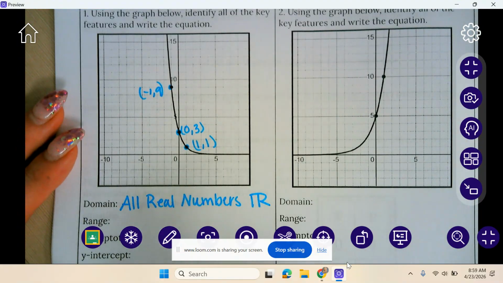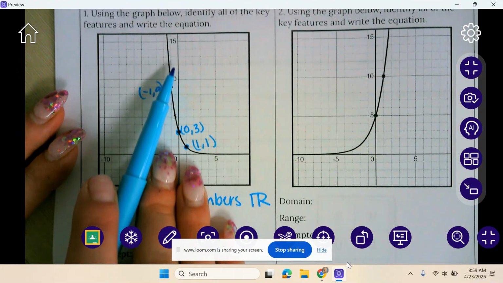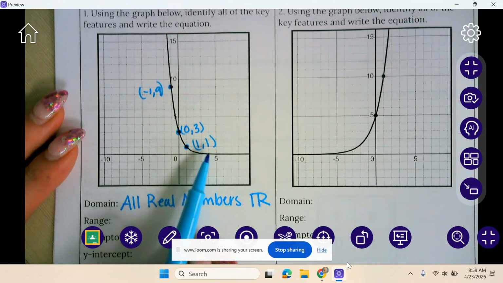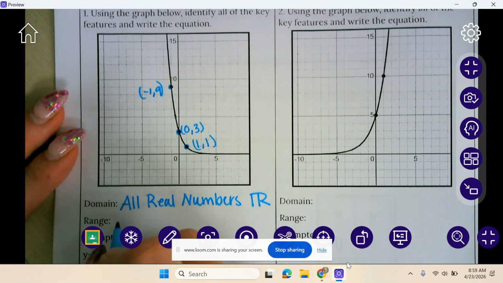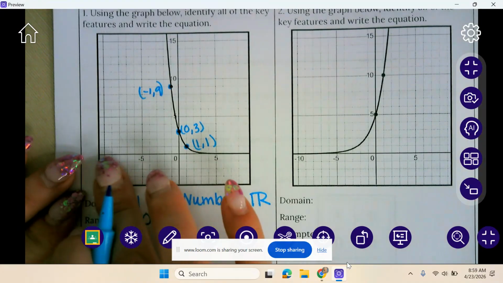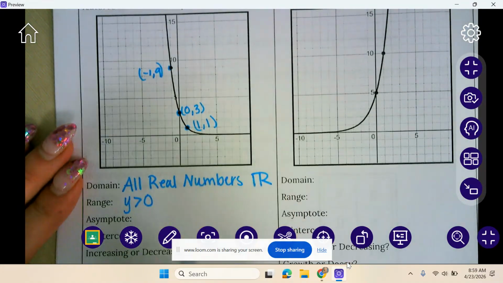The range. So we can see the y values are going up, up, up, up, up. So it's going up towards infinity. However, it essentially flatlines over here as it approaches 0. It does not equal 0 because 0 is your asymptote. So it's just y is greater than 0. Okay. The asymptote is the line that it approaches. It's this x-axis right here. So the asymptote is going to be y = 0.